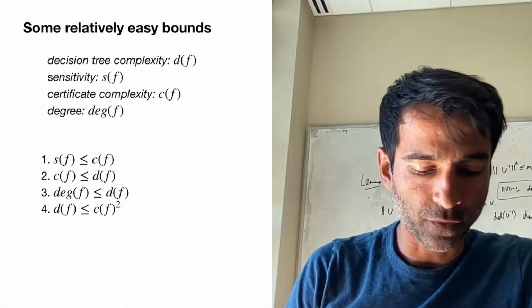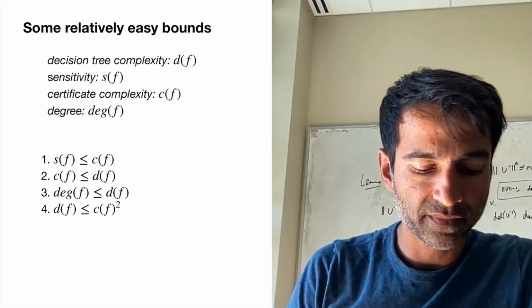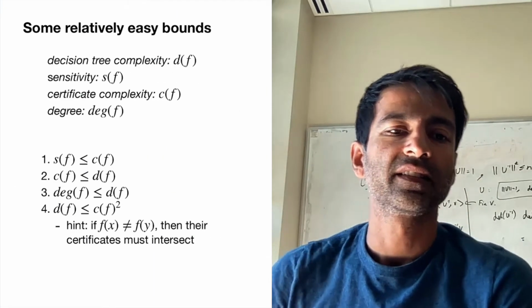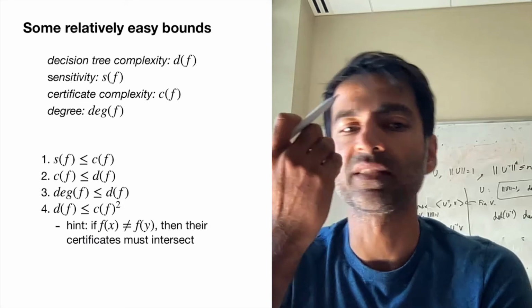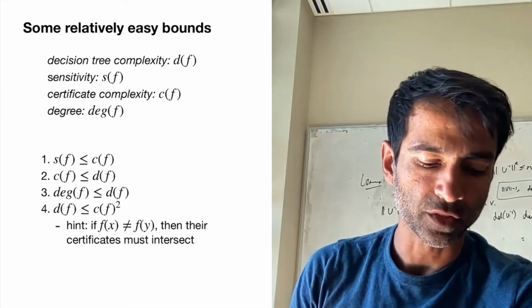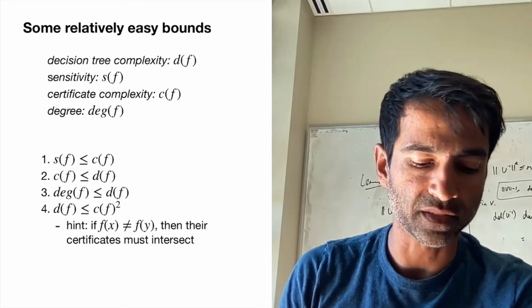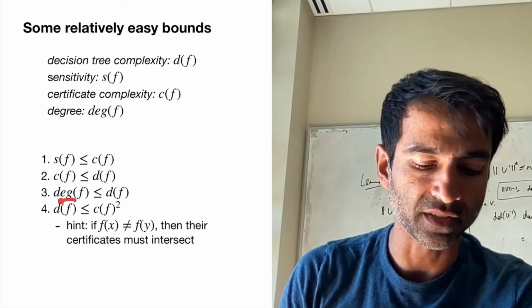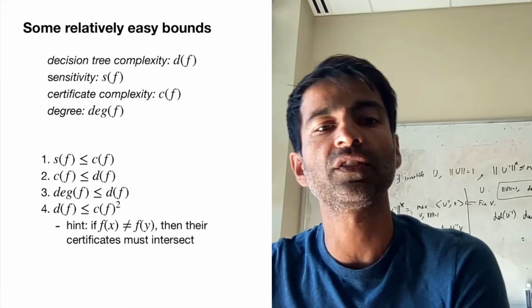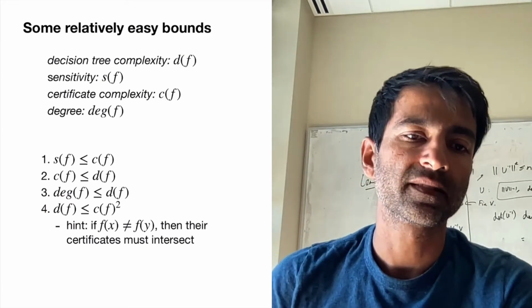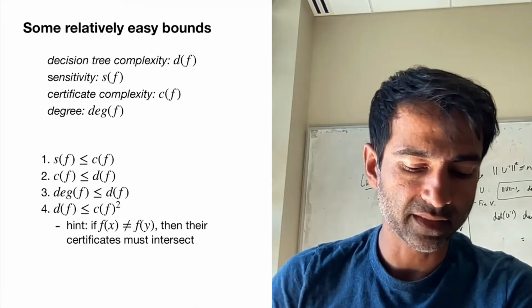And the fourth one is probably the trickiest of these 4. I'll give you another hint, which is that, to prove the fourth one, you're trying to show that if the certificate complexity of f is small, then you can construct a decision tree whose depth is small.